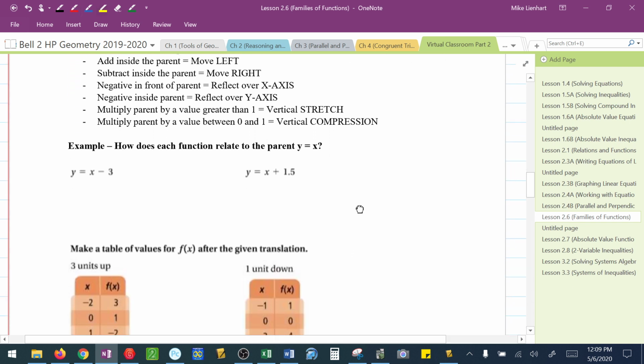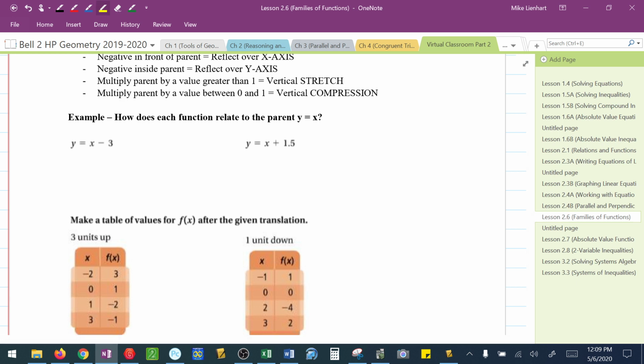How does each function relate to the parent? So the first thing, you always want to identify what the parent is. In this case, it's y equals x. Now, what does y equals x minus 3 tell us? Well, that minus 3 is telling us it is down 3. Minus 3 on the outside tells me down 3.